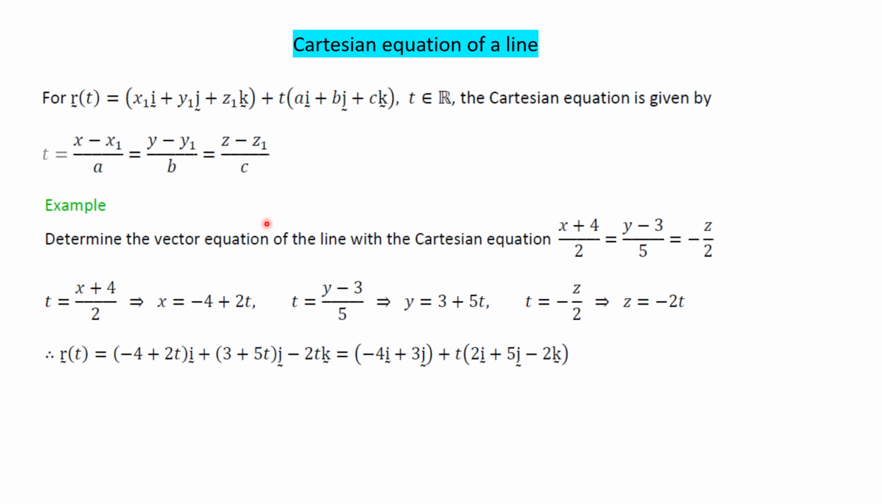Alright, let's look at this example. Now you are given the Cartesian equation and you are asked to work out the vector equation. So what you need to do is rearrange to make x, y, and z a function of t, like these ones here.